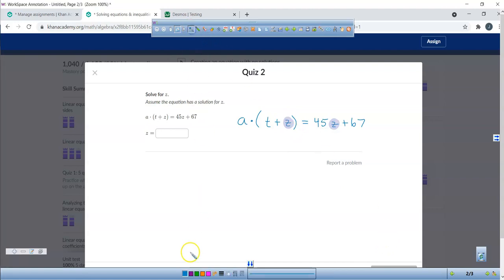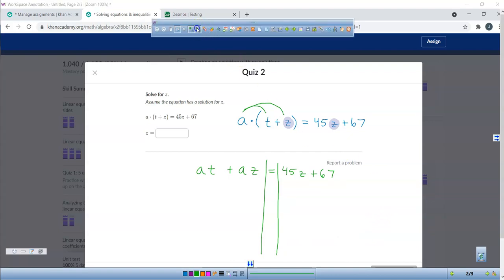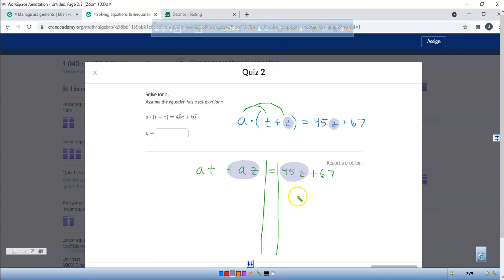Okay. Step 1. I'd like you to distribute to both. A times t is A times t. A times z is A times z, equals 45z plus 67. So the first step, I just distributed the a to the t and the a to the z. Second step, we need to get all the z's to one side of the equal sign. Did everybody see we have a z inside that term? And we have a z with this term. So I want to move all the z's over to the right-hand side.